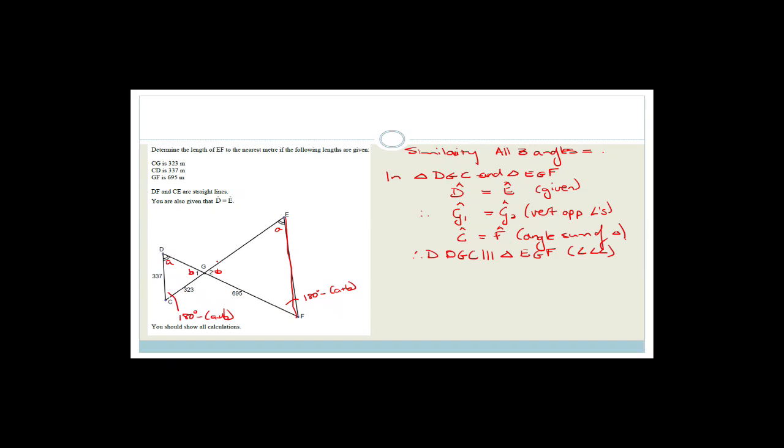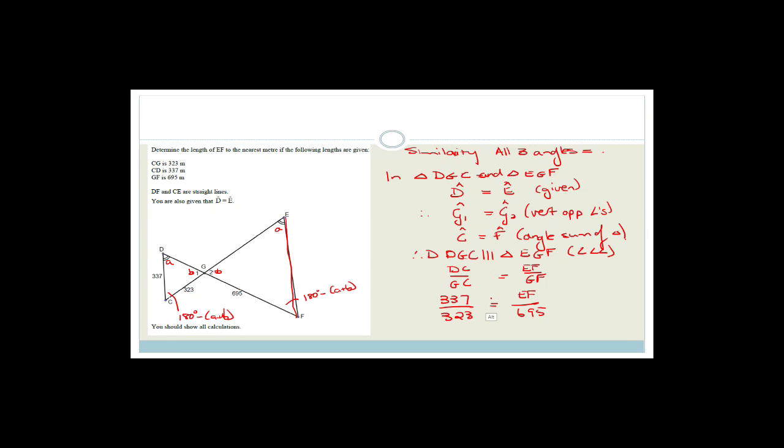We want EF. So do you agree that if that's the case, DC over GC is going to equal EF over GF. Okay, so we're saying DC over GC has to equal EF over GF. Do we have DC? Yes, we do. It's 337. Do we have GC? Yes, we do. It's 323. Do we have EF? Nope, that's what we're trying to work out. And do we have GF? Yes, we do. It's 695.